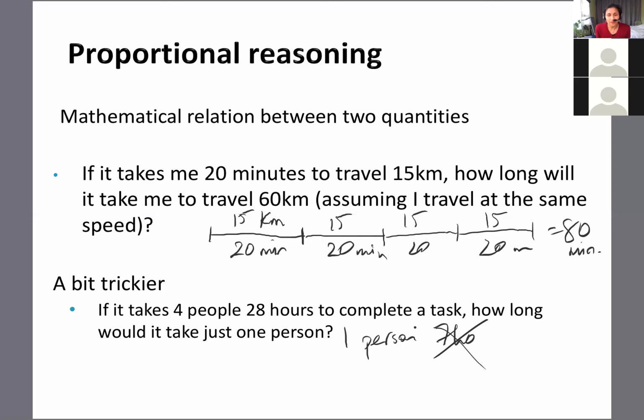So if it takes 4 people 28 hours to do something, that doesn't mean that each person takes 7 hours to do it. It means that each person is working for the equivalent of 7 hours. But if you only have one person working on the job, it's going to take them 4 lots of 28 hours to do it. So one person is going to take 28 hours times 4. So what is that? 112 hours.